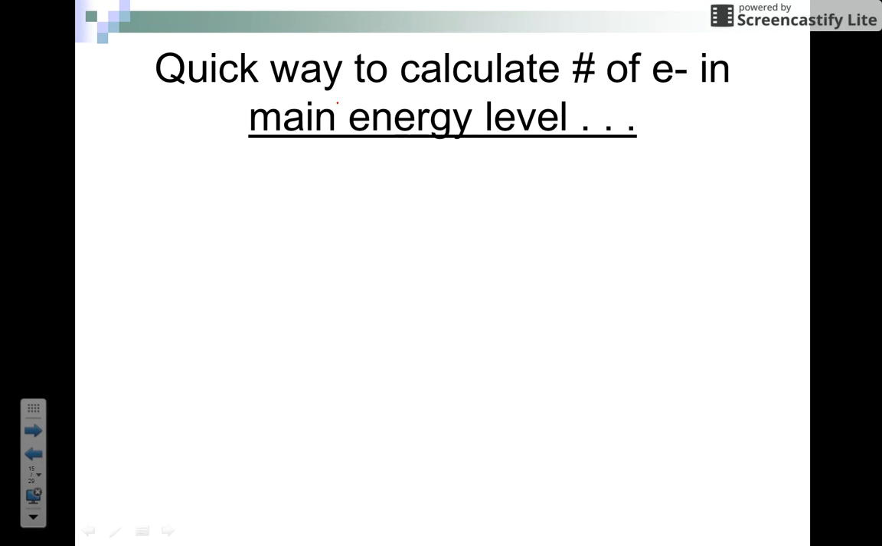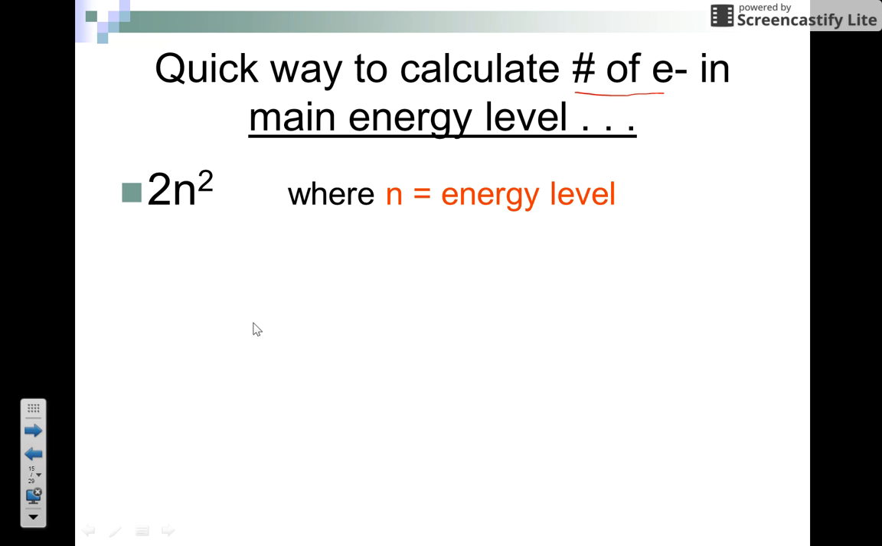Let's look at a quick, easy way to calculate the maximum number of electrons in a main energy level. Now, you could look at your periodic table and actually count this out, like you could count in each energy level, first, second, third, all the way through seventh. You could theoretically count them out physically on the periodic table. But this is a quick way that we can calculate the maximum number of electrons that can fit in an energy level.